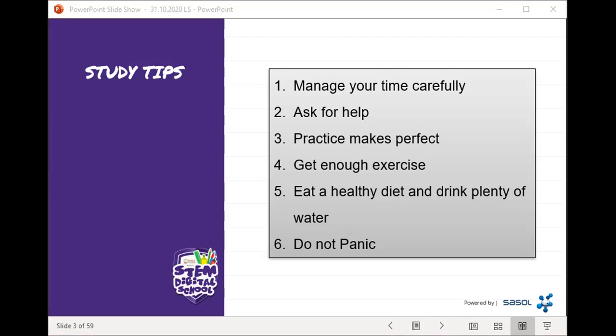Use past papers, do activities in your textbook, and that will also just help you to basically measure where you're at and also measure your level of understanding with regards to a certain topic. Then get enough exercise, eat a healthy diet, drink plenty of water, and importantly, do not panic, especially when you're about to write. Please do not panic.